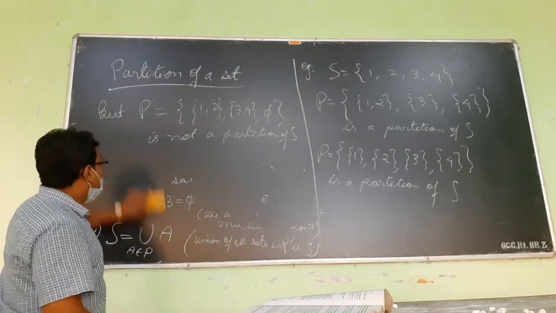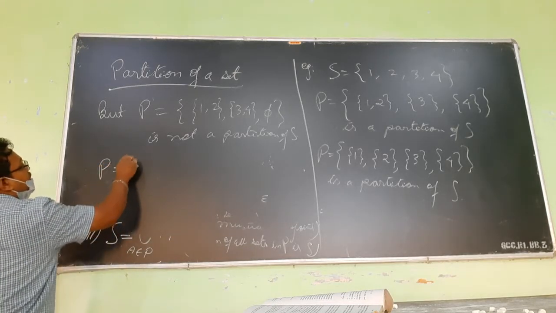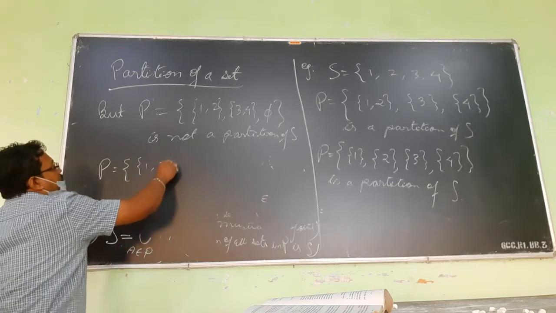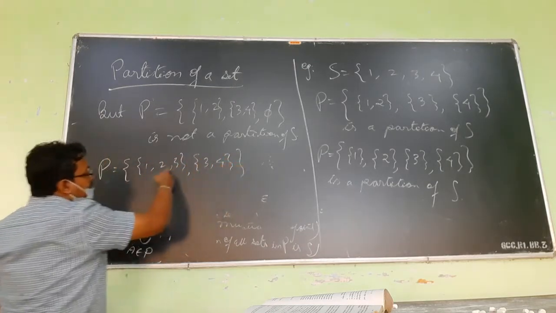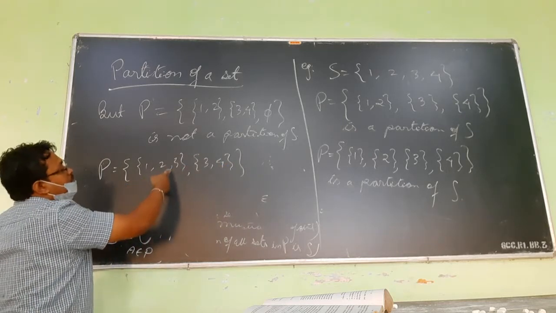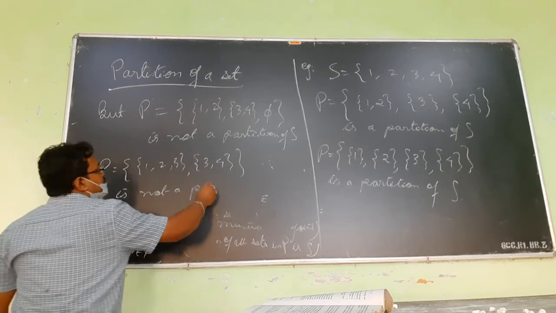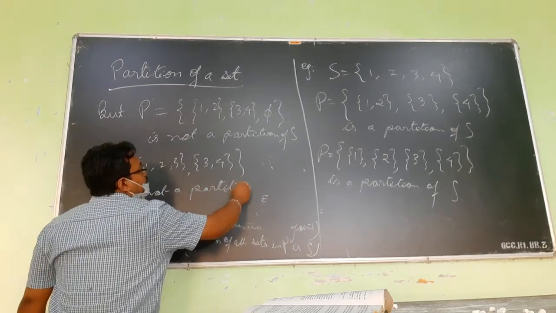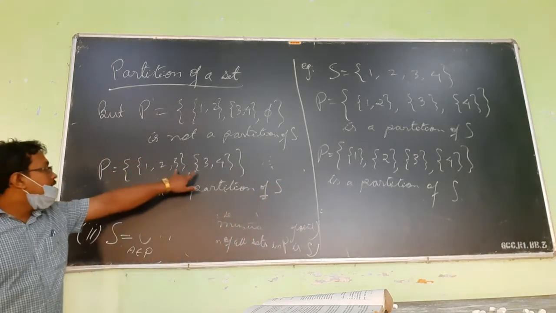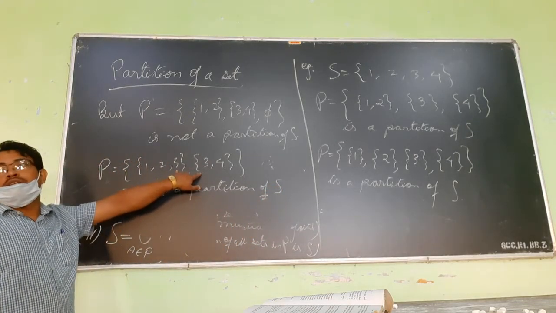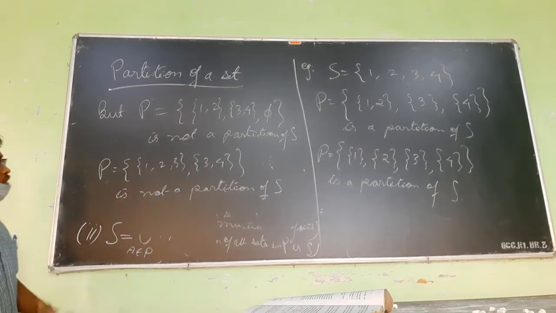Right? Similarly, this is also not a partition. So P equal to, I write {1, 2, 3} and then {3, 4}. Their union is the whole set. That's not a problem. But this is not a partition of S. Why? Because their intersection is {3}, singleton 3. That is not allowed. They cannot have non-empty intersection.